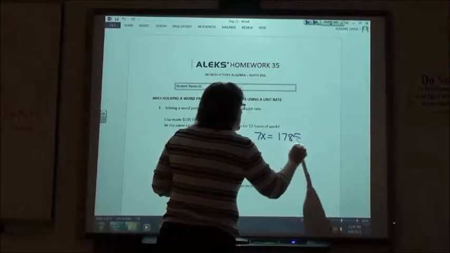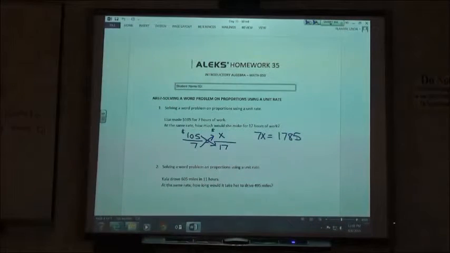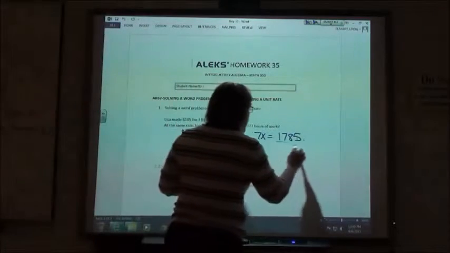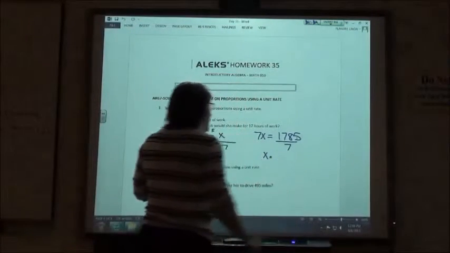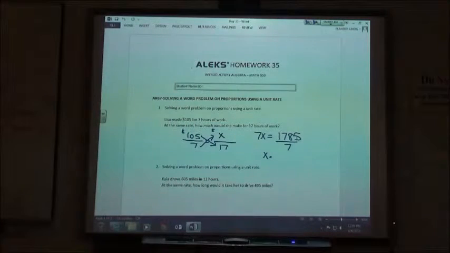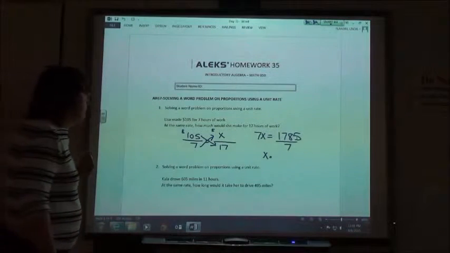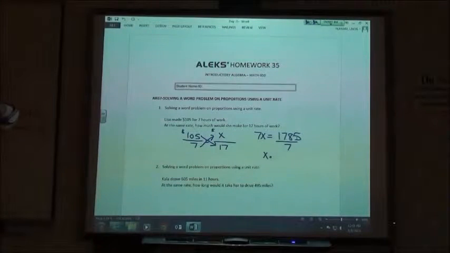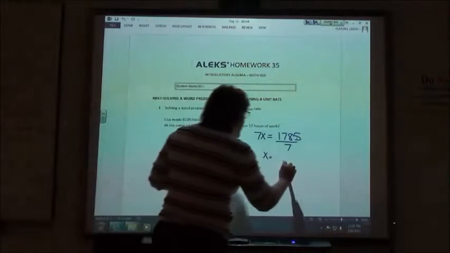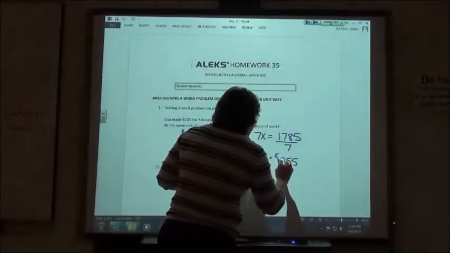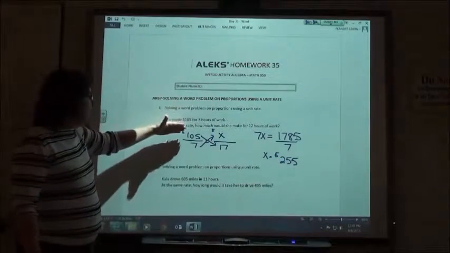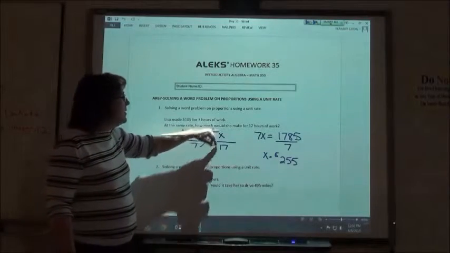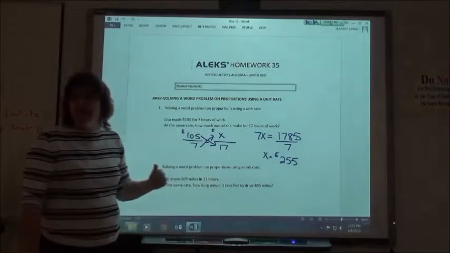1,785. So if I have 7x equals 1,785, to solve for x, I'm just going to divide by that 7. So if you take 1,785 divided by 7, you get $255. So if she makes $105 for 7 hours of work, she's going to make $255 if she works 17 hours.